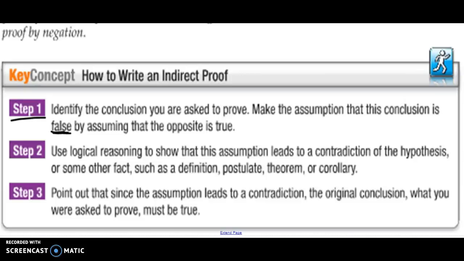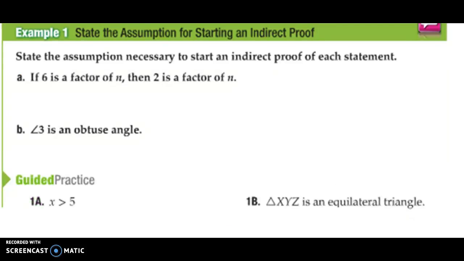And then finally, since the assumption led to a contradiction of what they've given us, the original conclusion, what you're asked to prove, must be true. If something that isn't true goes to an answer that isn't true, then something that is true must go to an answer that is true. Kind of flips it around on its head. All right, so look right here.